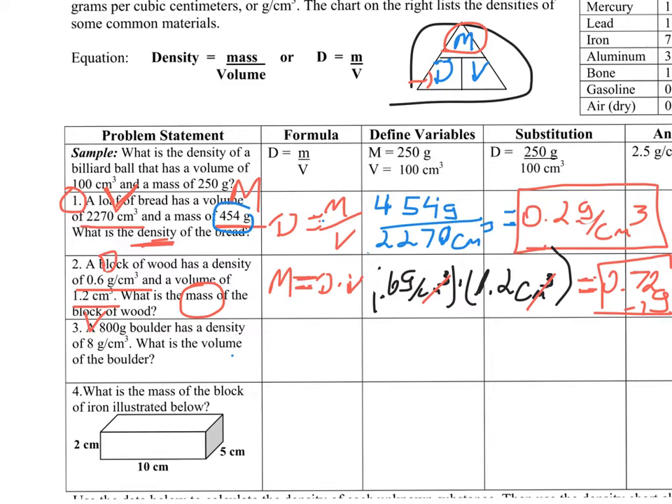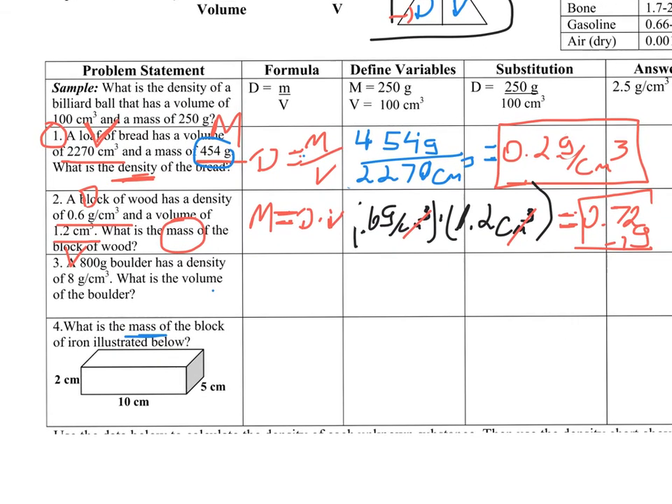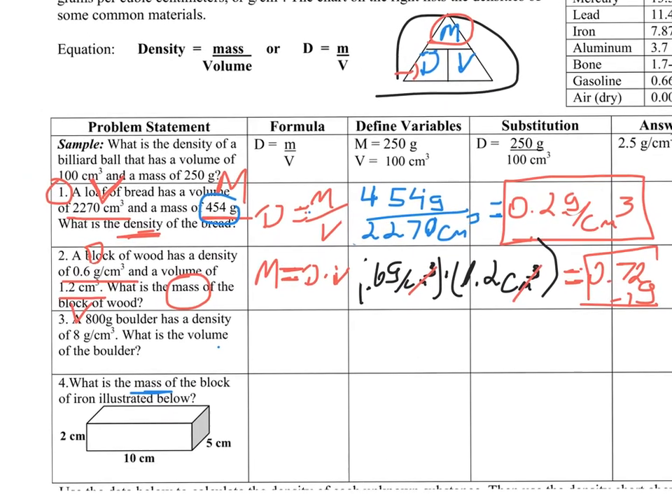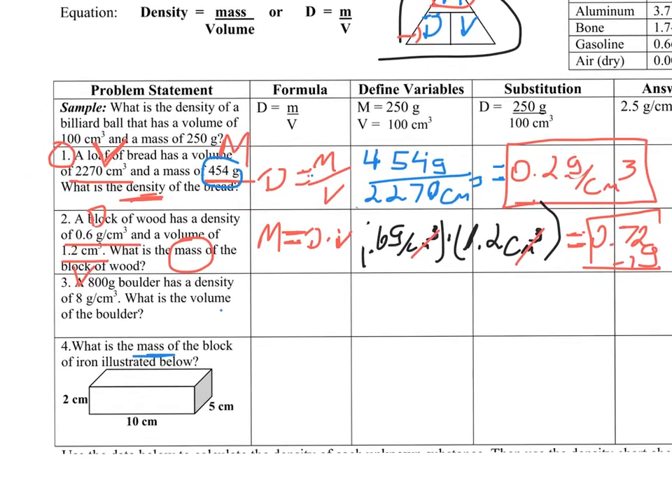Let's do number 4. You have a block. They're looking for the mass. And the mass, is this not illustrated below? Here we go. Oh, they're not telling you what the density is. Okay, look at number 4. We're not going to be able to do that problem because the worksheet got cut off.